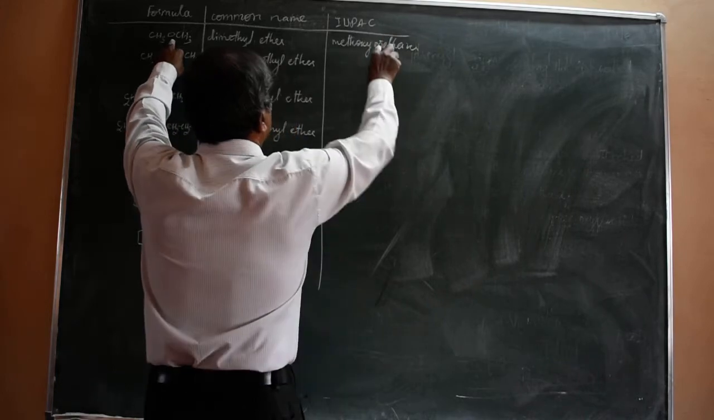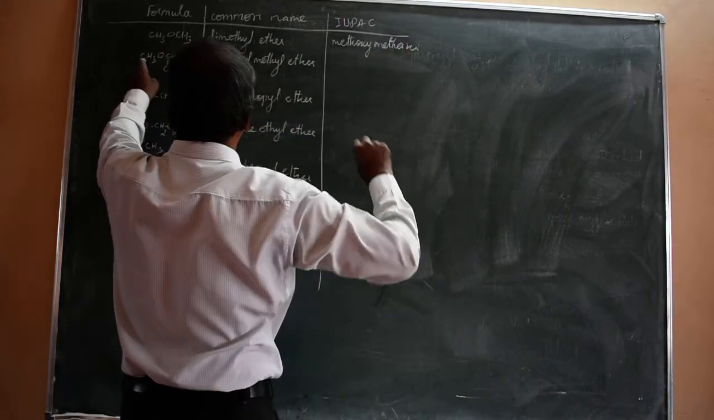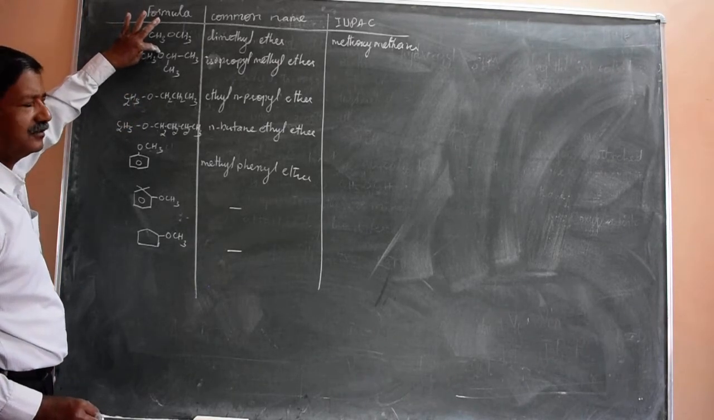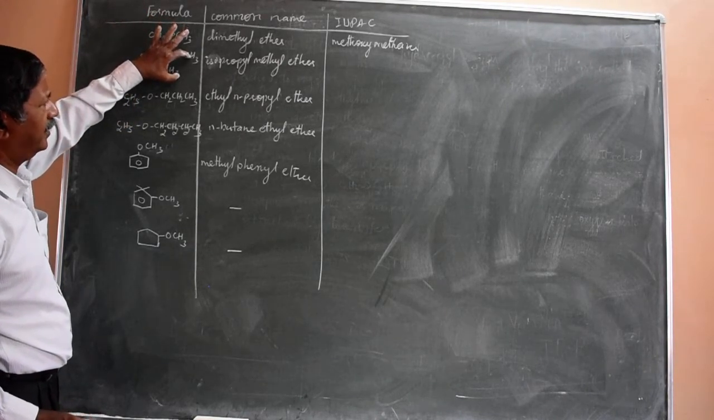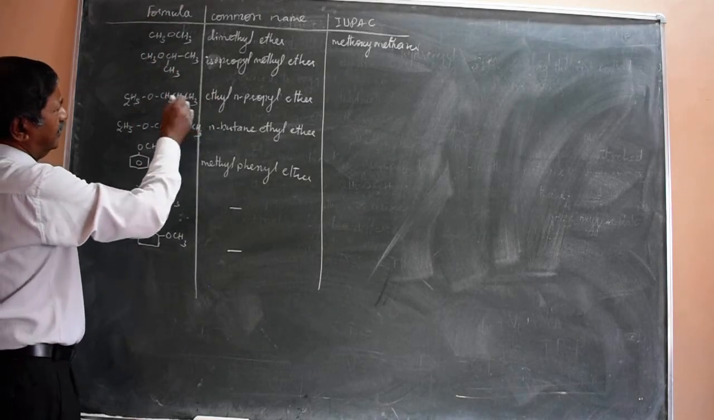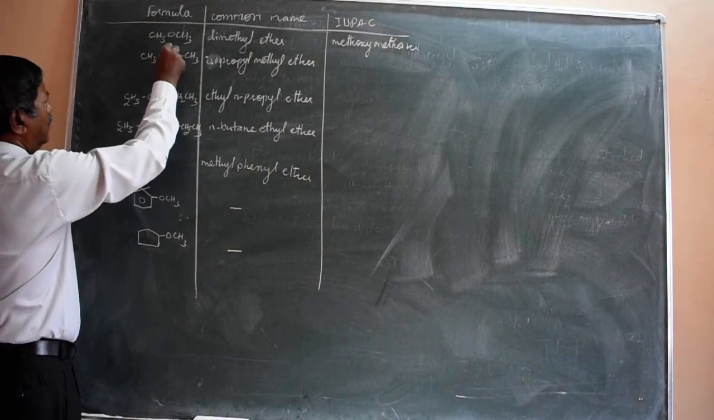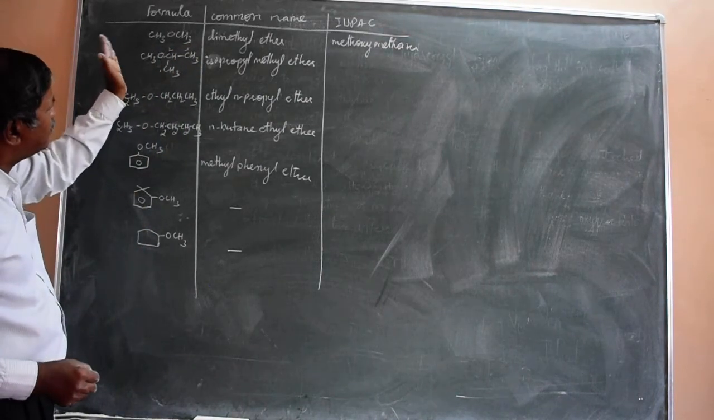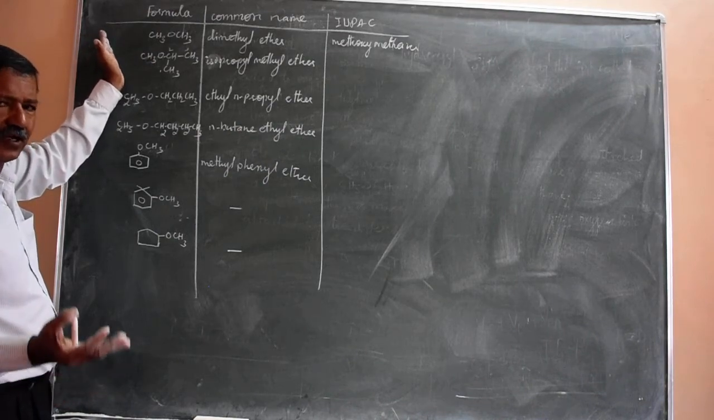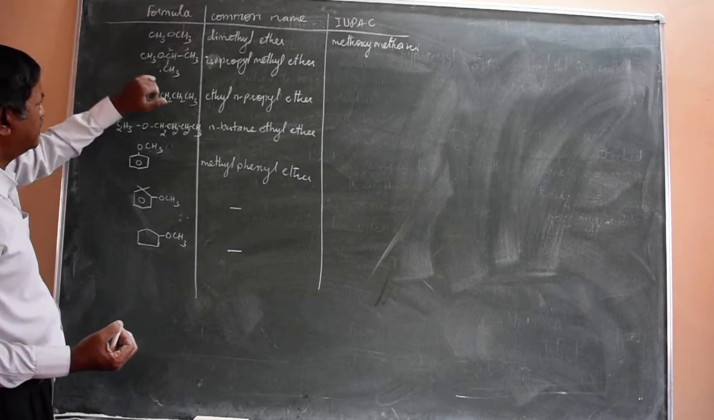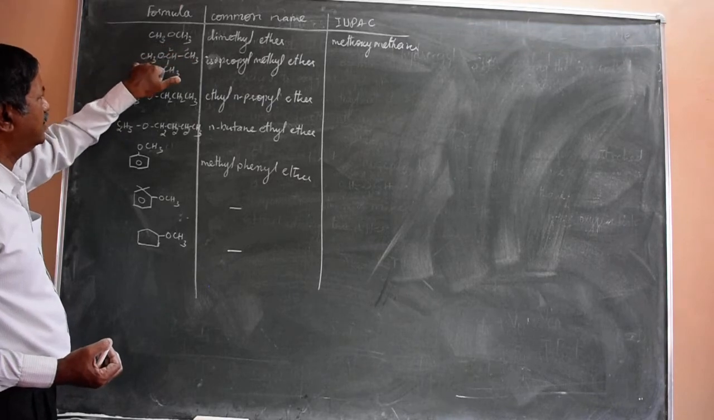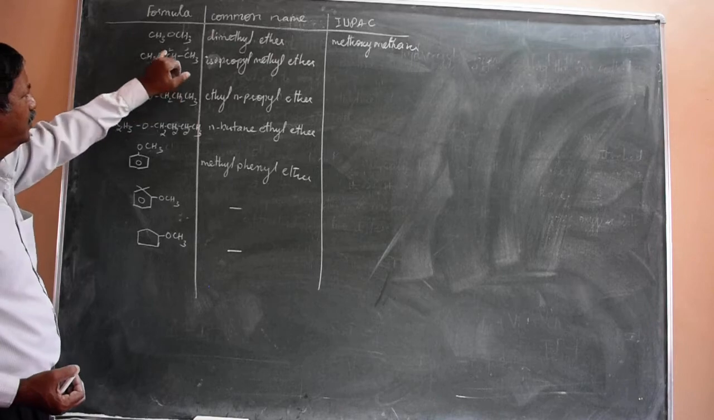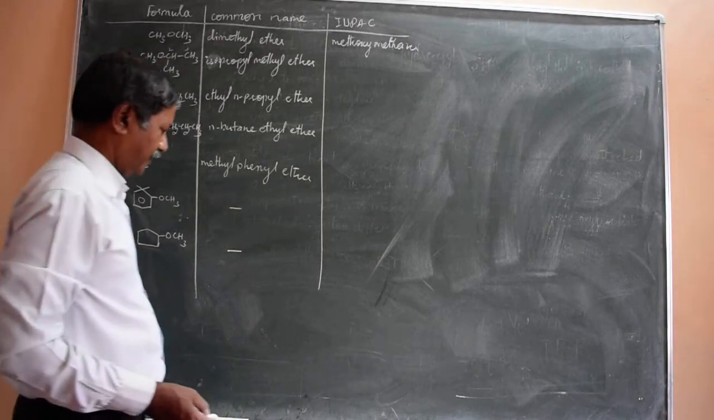Next one is methoxy methane. Next one is, well, how to name this one? So it is a methoxy. This one is isopropane. Well, how to name the isopropane? 1, 2, 3. So OCH3 is the substituent, so you are naming that one as a prefix. Well, it is a 2-methoxy, on the second carbon we have a methoxy group. 2-methoxypropane.